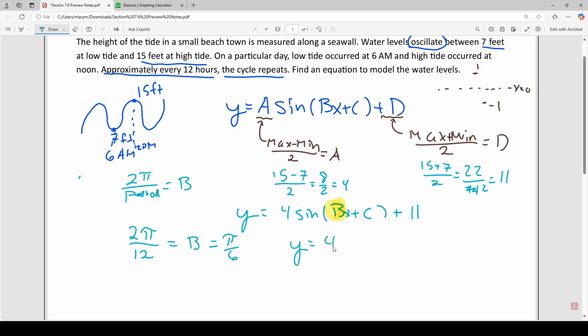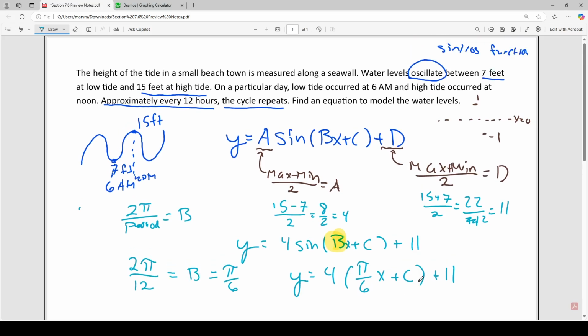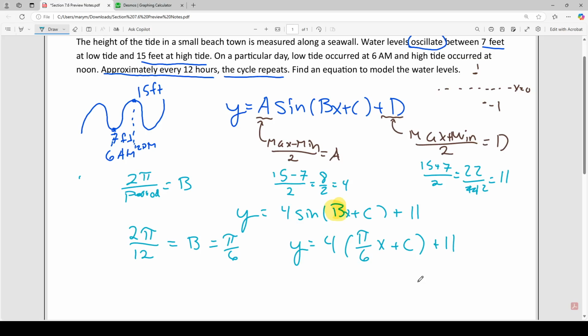So we have y equals 4 pi over 6 x plus c, plus 11. Now for these real world problems, rather than solving for c in the methods that we did when we were just graphing translations of sine and cosine functions, I would actually plug in a literal value to find c, especially since now we actually know how to solve sine and cosine.